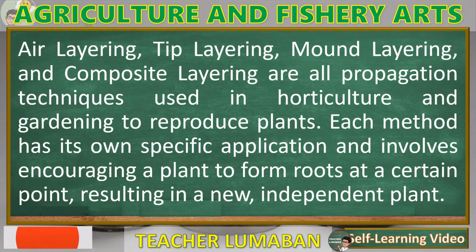Air layering, tip layering, mound layering, and composite layering are all propagation techniques used in horticulture and gardening to reproduce plants. Each method has its own specific application and involves encouraging a plant to form roots at a certain point, resulting in a new, independent plant.